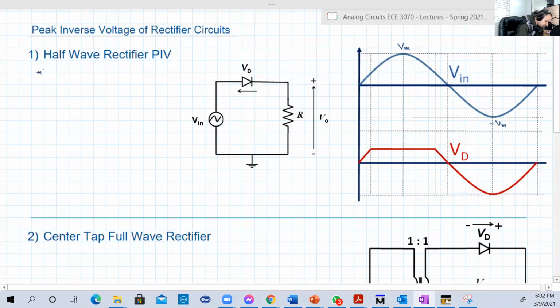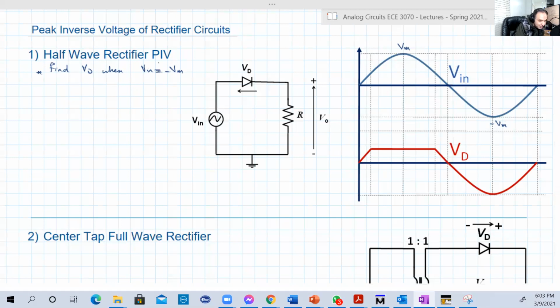So we can formulate the problem as follows: find Vd when the input equals minus Vm. But this is for the positive half wave rectifier, by the way, because the positive half wave rectifier will be reverse in the negative half cycle. In the negative half wave rectifier, it will be positive. It will be reverse when the input is in its positive half cycle. So we must calculate Vd when the input is equal to Vmax, not minus Vmax.